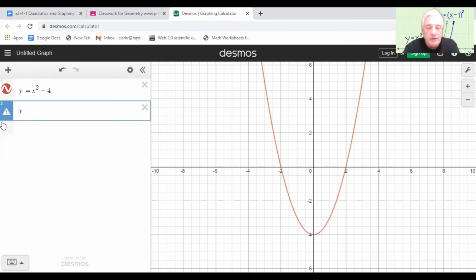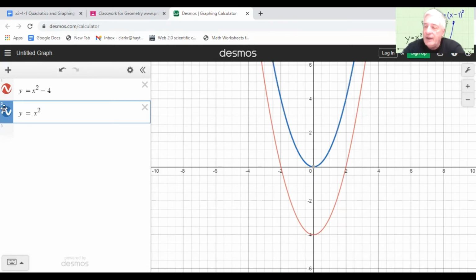y equals x squared, and the hat on your calculator once again is on the top right, just above the 3. Yeah, that's it. Now, the parent function was up here. I had the same exact function. All I did was drag it down 4.